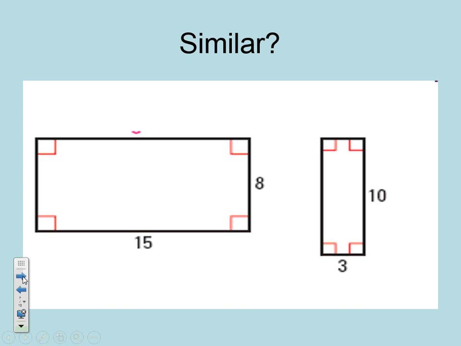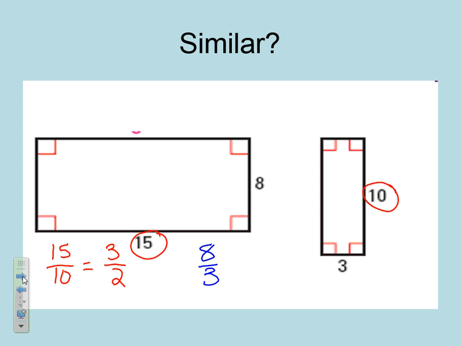Alright, so first one we have to decide if this is similar or not. So we want to set up our ratios. If I look at this, 15 would be the same side on this triangle as probably 10. So I'm going to set this up as 15 over 10, and now I have to simplify it. 5 goes into both of these, so I'm going to get 3 over 2. That's one side. Now I have to do the other side, which would be 8 over 3. Now this can't be simplified. Since these two are not the same, these are not similar.